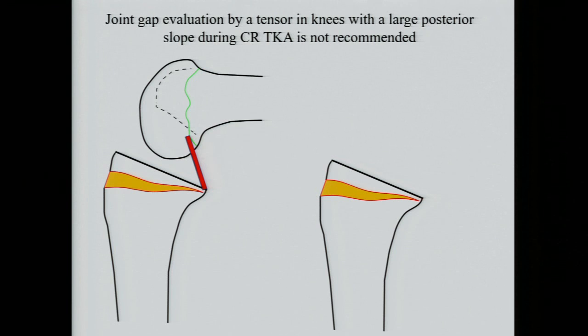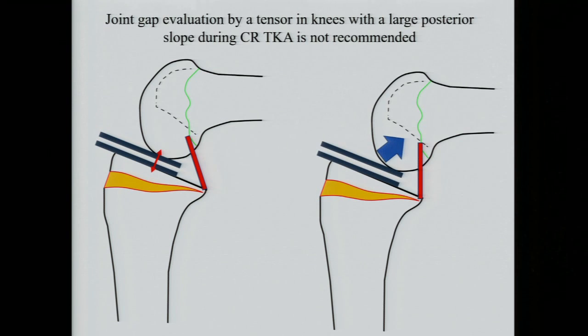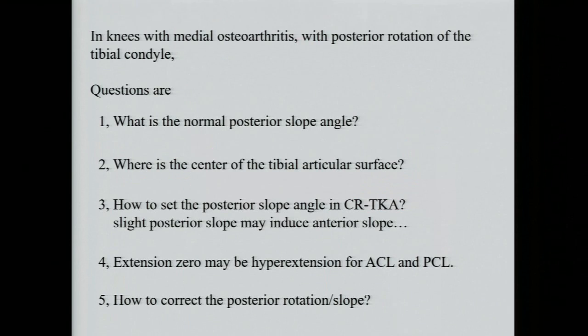And if you use a CRTKA, you must be very careful to evaluate the gap balance at 90 degrees. Actually, I do not recommend the CRTKA with larger posterior slope. Because if you evaluate the flexion gap like that and expand the knee joint, you can see the PCL is standing up and the femoral condyles are moving superiorly and posteriorly. It's not accurate.